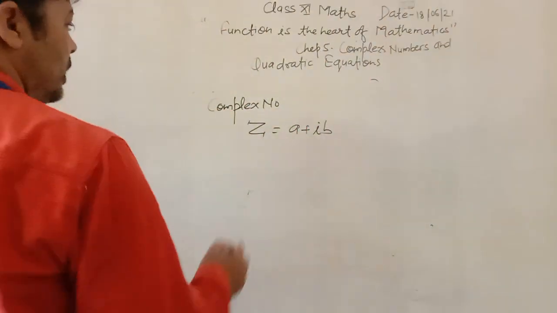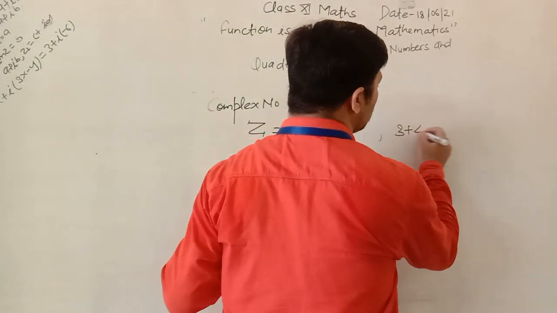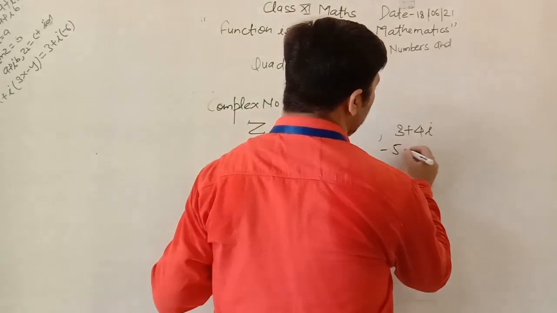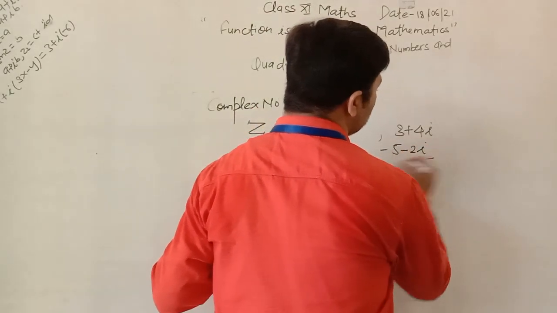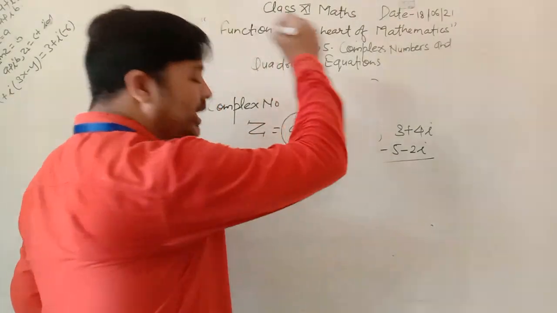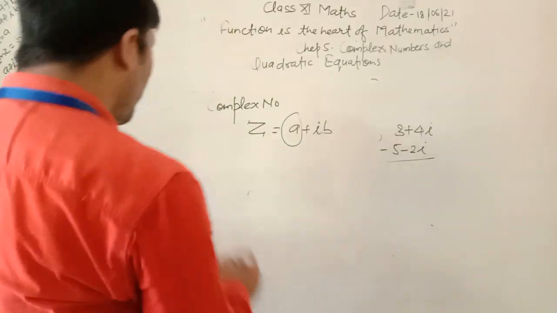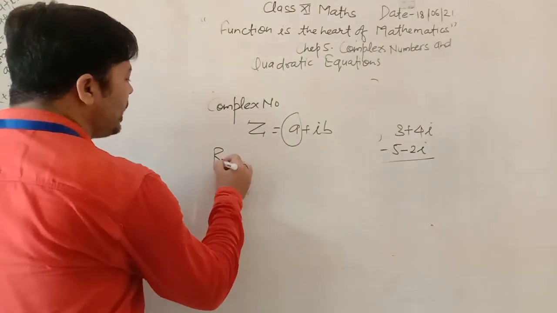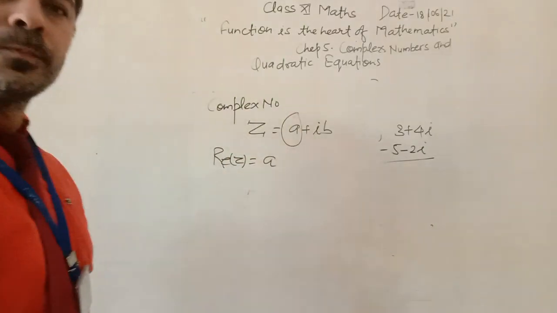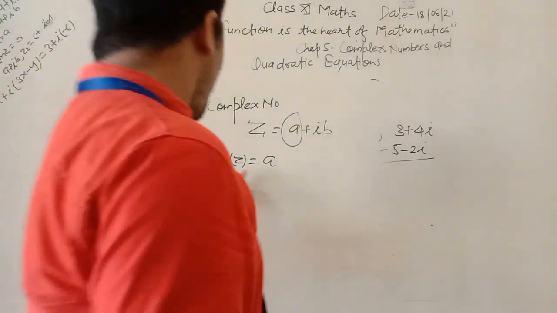This is the representation of a complex number, meaning any number can be written like 3 plus 4i. This is the form of a complex number. -5 minus 2i is also in the form of a complex number. This part is known as the real part, represented by Re Z, which means the real part is equal to a.